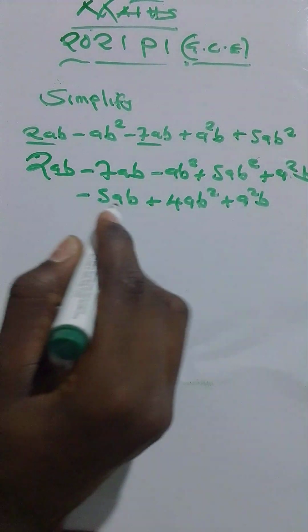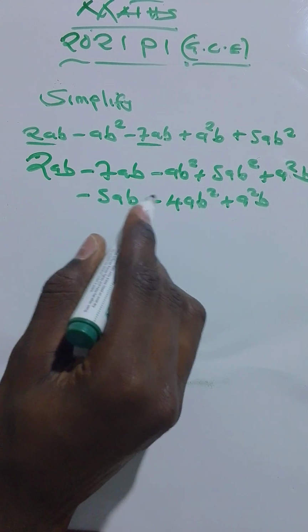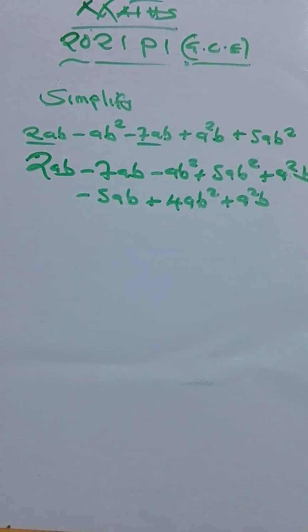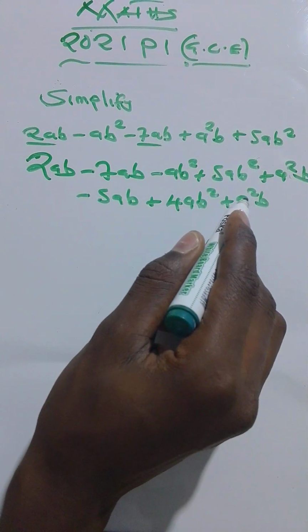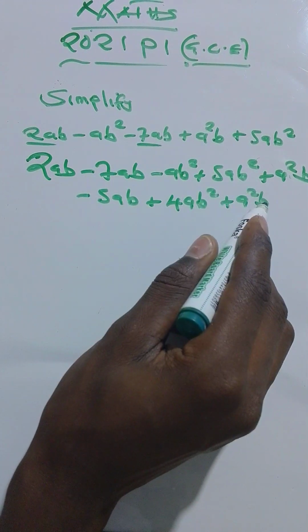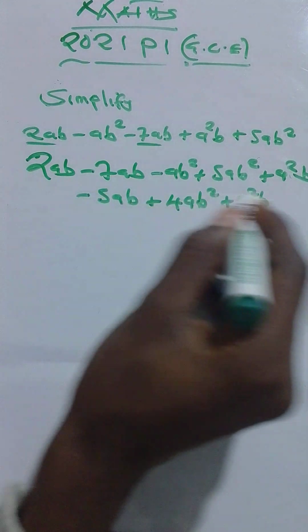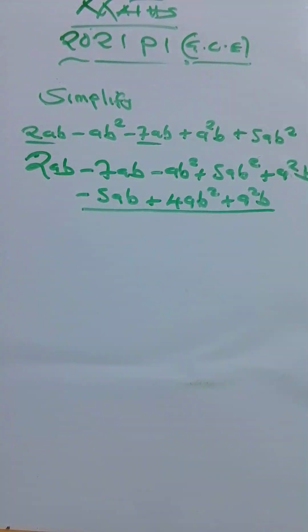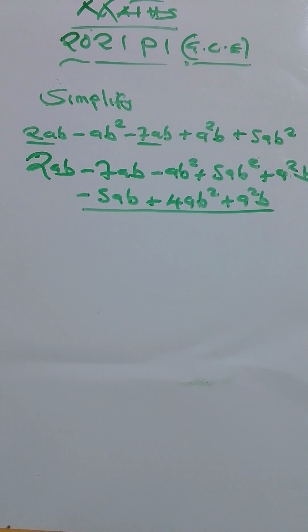So you see that these two are not like terms. This one has a square, then also this a has a square while b has no square. So all these are unlike terms. You cannot add them or subtract them, and the answer will end there.